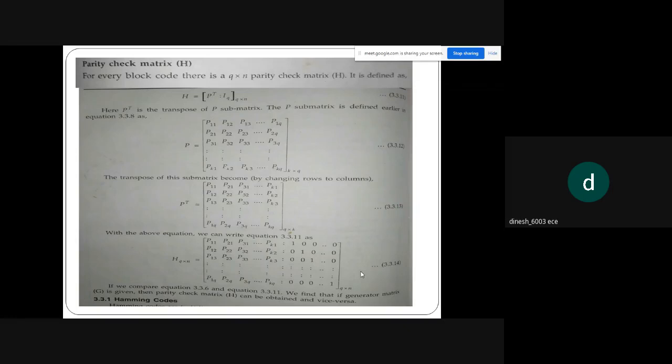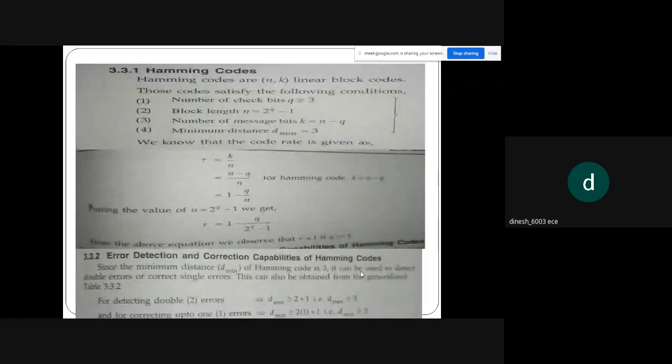So moving on to the next topic, which is the Hamming codes. We are following the same term Hamming codes from unit number 3 also, the same concept. Hamming codes are n comma k linear block codes that satisfy the following conditions. There are 4 conditions for every code that has to be satisfied.